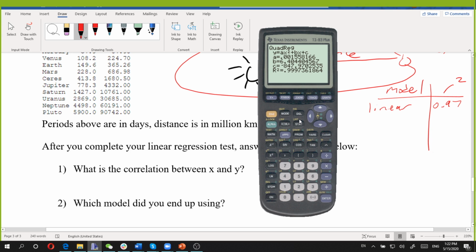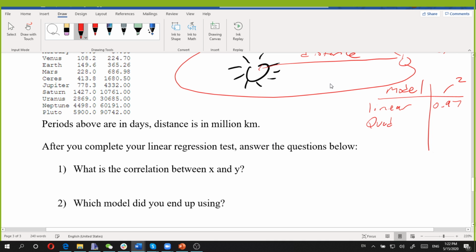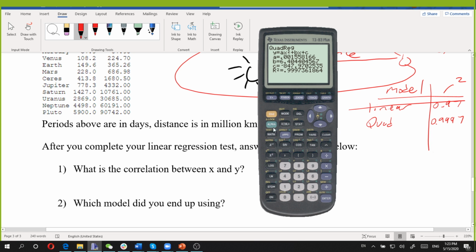Next up is Jana. Jana, looking at this quadratic model, is it a better fit or not as good of a fit as our linear model? Better fit. How do you know? Okay, our R squared was 0.9997, so we know we don't have to use this linear model now. Okay, I'm going to keep going.